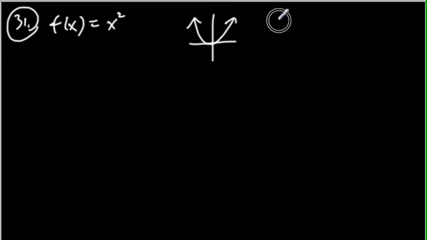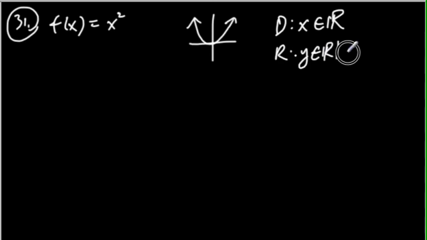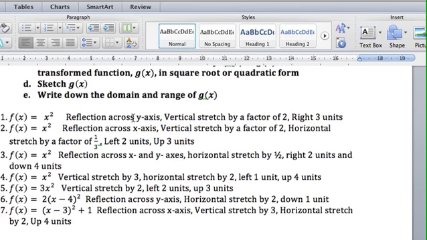We've done this like a million times already, but this is x is an element of reals, and the range is y is an element of reals, and y is greater than or equal to 0. Let's move on to the transformations. The transformations are reflection across the y-axis, vertical stretch by a factor of 2, and right 3 units.